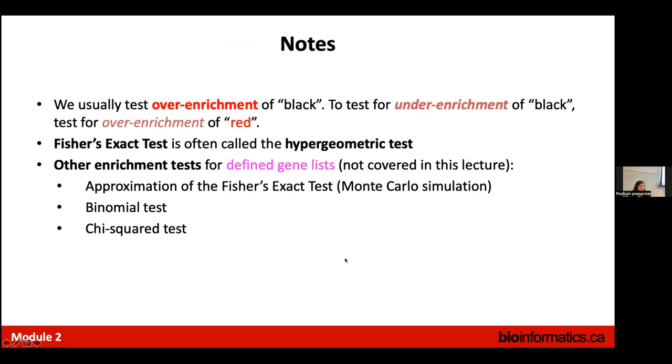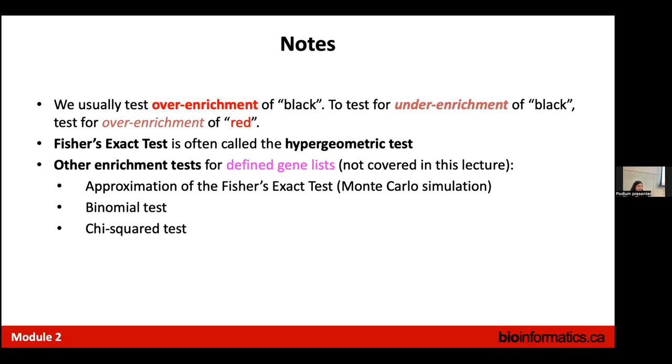As some final notes, we usually test over-enrichment of the pathway in our gene list. So we want to see that many genes in this pathway are in our gene list. Sometimes people are interested in under-enrichment. Basically, they want to know which pathways are not present at all in the gene list. It's possible if you're interested.